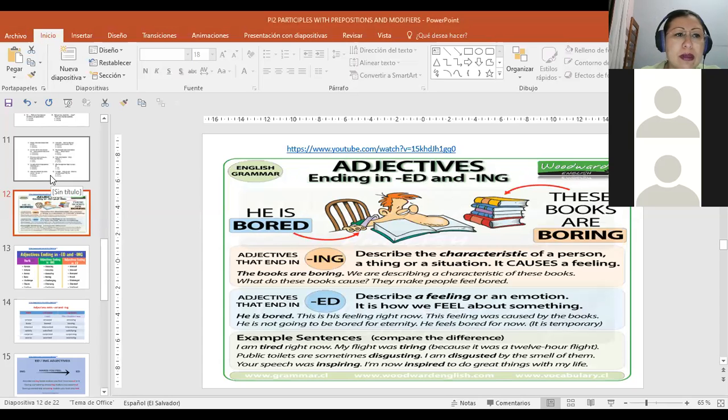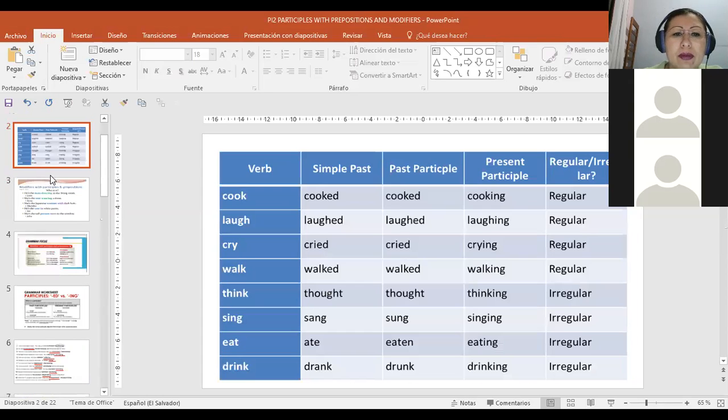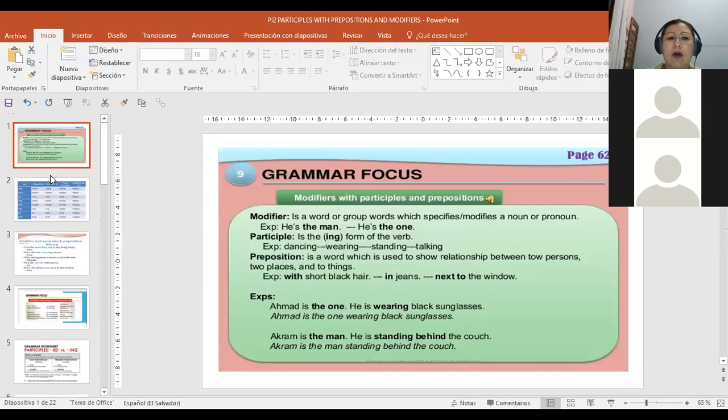Those are new slides that I have added to my presentation, but basically what I want to remember is two basic things. One is that a modifier is a word or group of words which specifies or modifies a noun or a pronoun. For example, the man, he is the one. And we can also use participles. This is the case that we are going to talk about today: participles, present participles, the ones that end in ing, and the past participles, the ones that end in ed, okay?